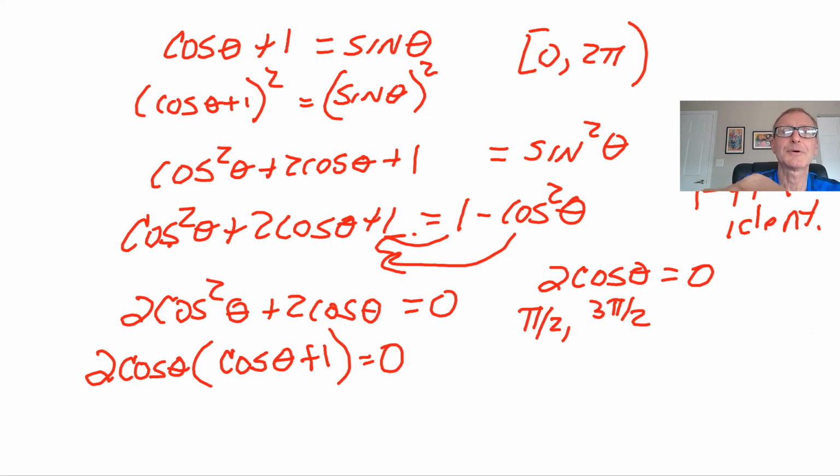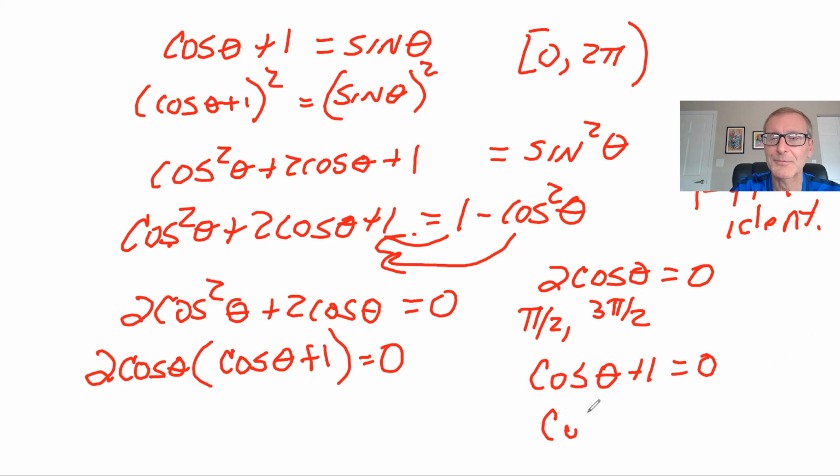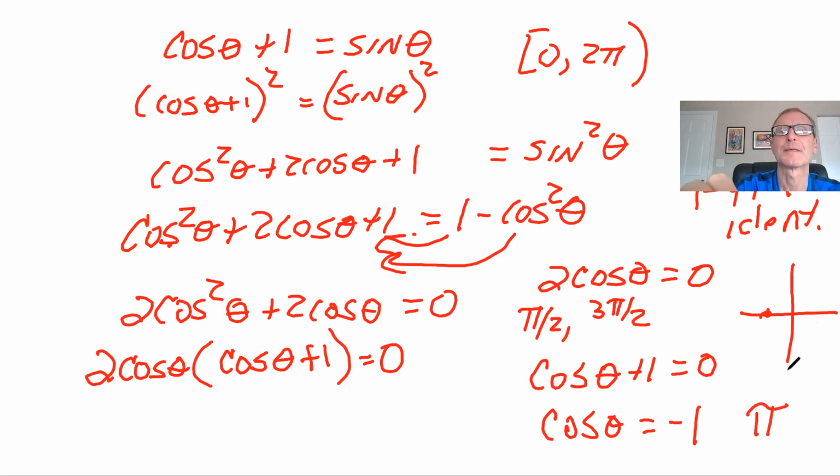Okay, and then the last one is cosine of theta plus 1 equals 0. And so when we take a look at that, cosine of theta equals minus 1. And where is cosine minus 1? That would be at 180 degrees, right? If we look at the unit circle. So that answer would be pi. Okay, so again, unfortunately, we have to plug all these in, see what happens. So let's do that.